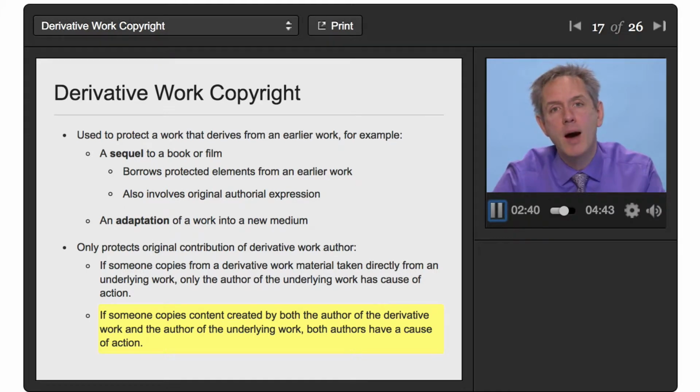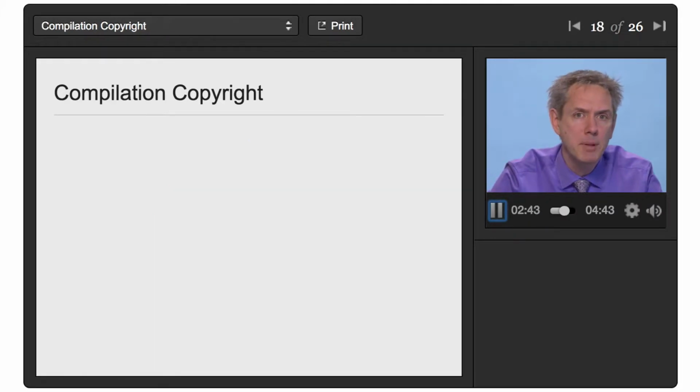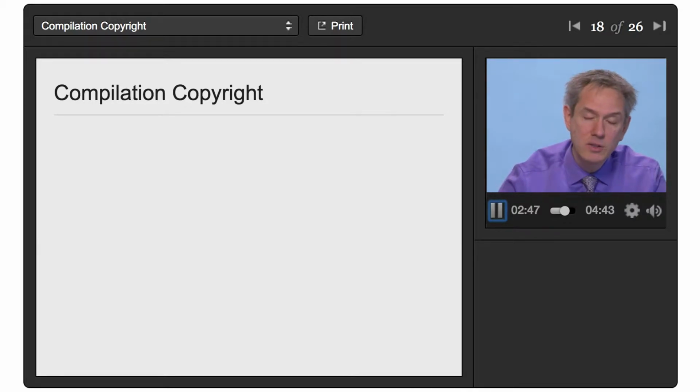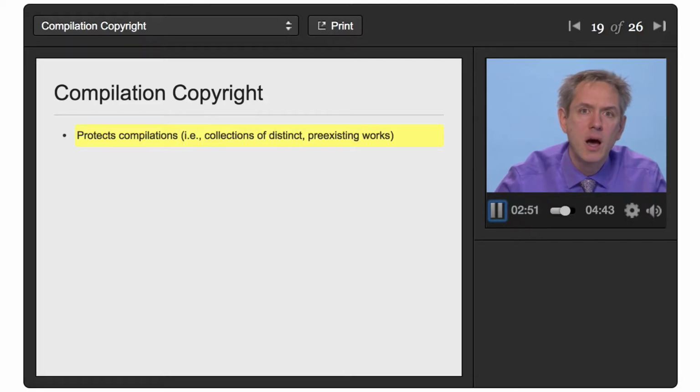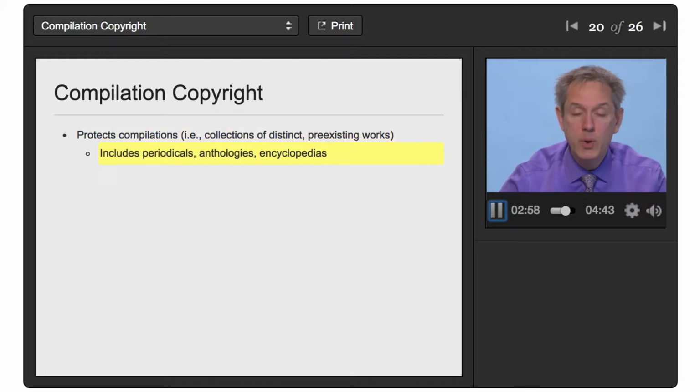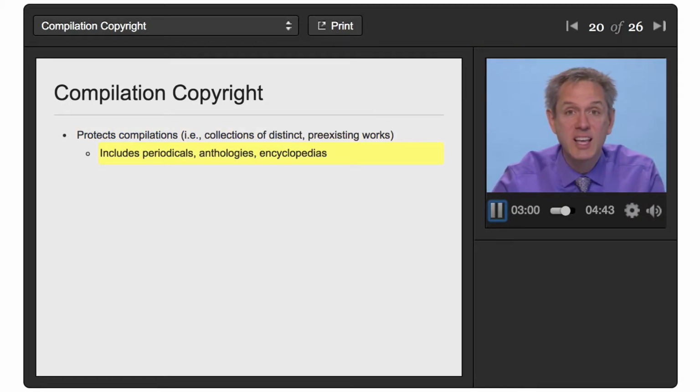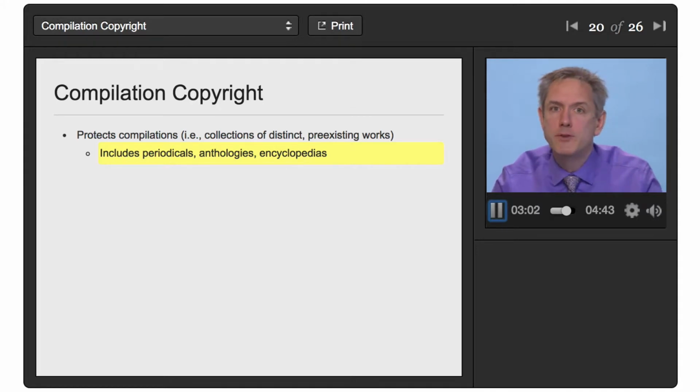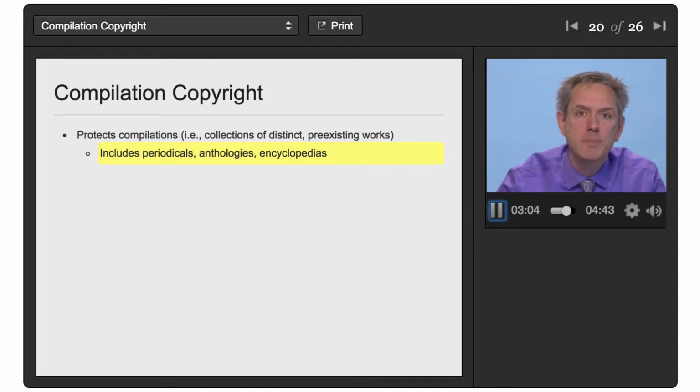The other type of copyright is a copyright that's called a compilation copyright. Compilation copyrights occur when people assemble together, collect a number of distinct pre-existing works. So you can think about it as a periodical issue or an anthology or an encyclopedia in which a number of distinct authors' works are simply combined and presented together without modification within any of those individual works.